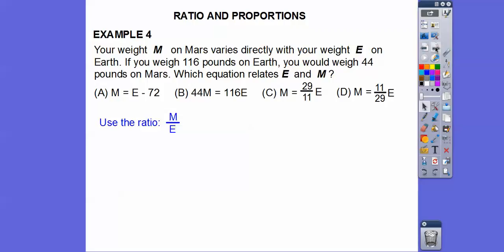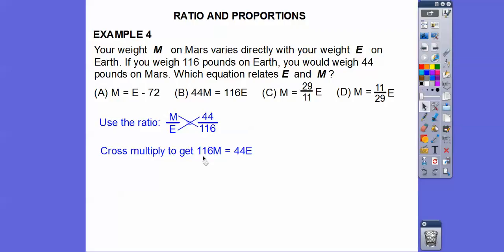Okay, well, I'm going to use the ratio M over E. We can do E over M if you want, it doesn't matter. Then let's put the ratios of our weights. The Mars weight would be the 44, so that's going to go on top. It's going to equal 44 over the Earth weight of 116. So we set that equal, then we cross multiply. And then let's look at the answers. Most of these answers are in terms of M, M equals, and here's an M equals right here.